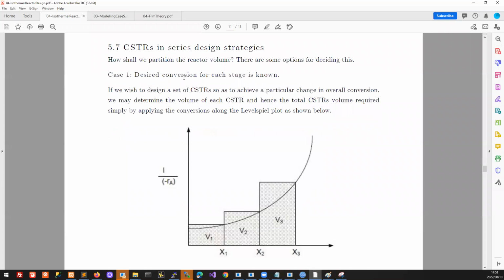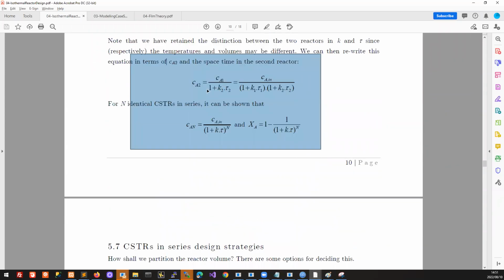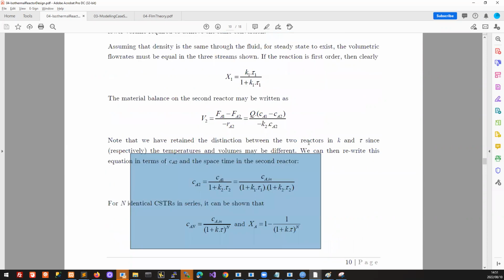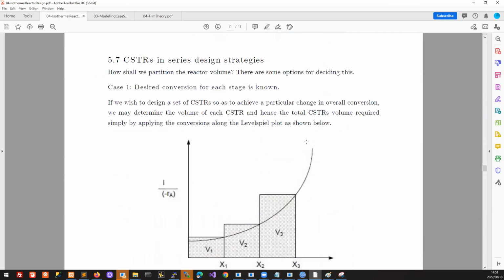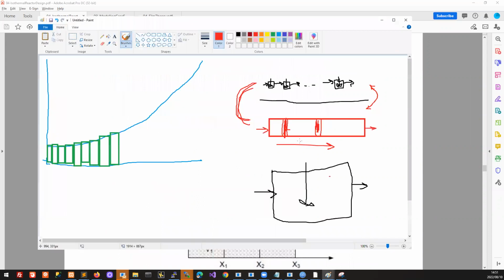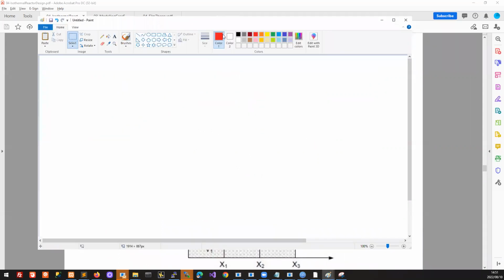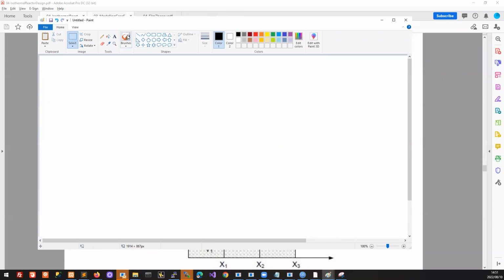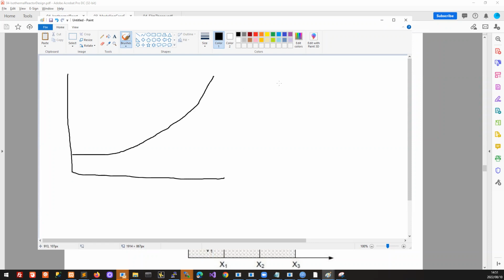Okay, now that we know we can do this, that we can get better performance, we can then decide whether we want to, let's just make a new thing again. Do we want to use multiple reactors of the same volume? So kind of the way I drew it just now.